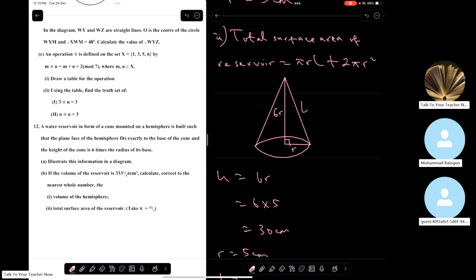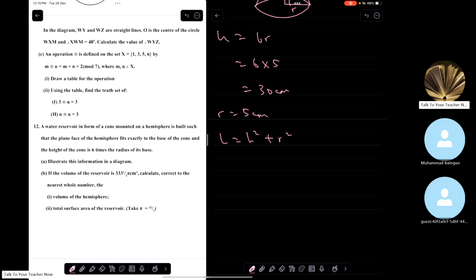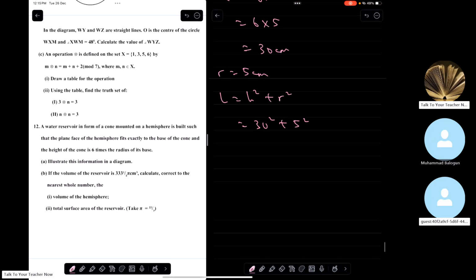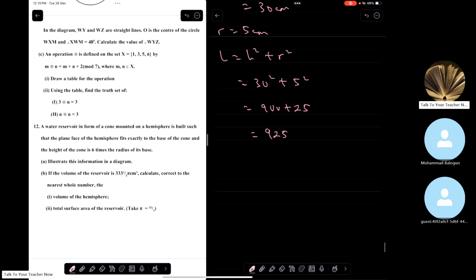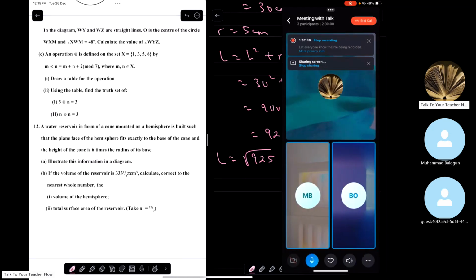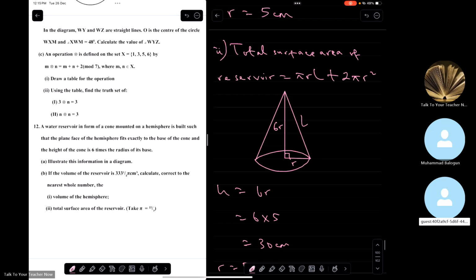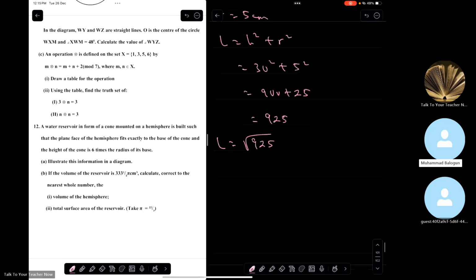It's Pythagoras' theorem. Beautiful. Use Pythagoras' theorem: L squared is H squared plus R squared, which is 30 squared plus 5 squared, that's 900 plus 25, which is 925. So L is the square root of that. Does 925 have a square root? I don't think so. Give me the answer as a decimal, to 4 decimal places. That is 30.4138.